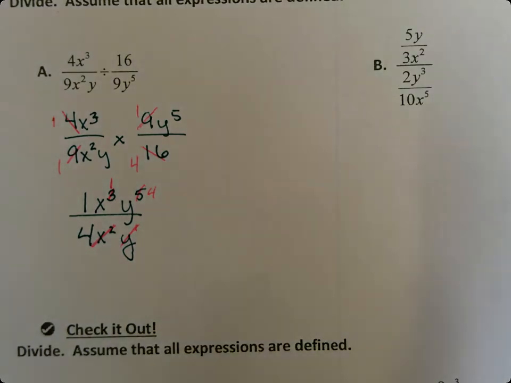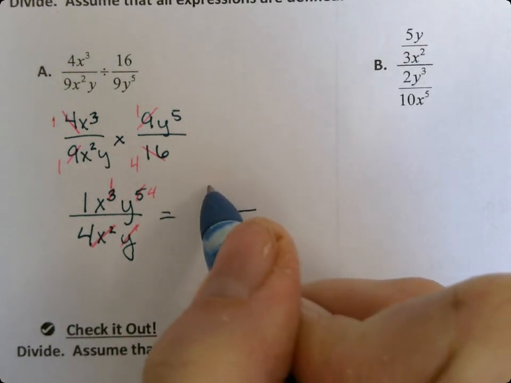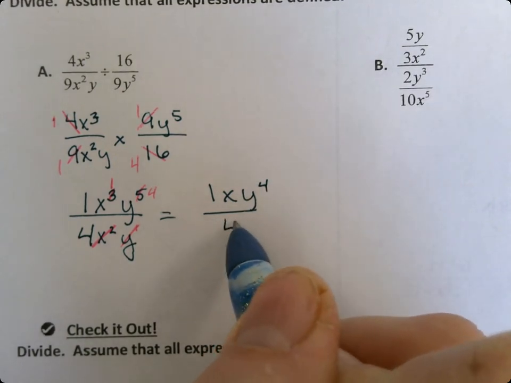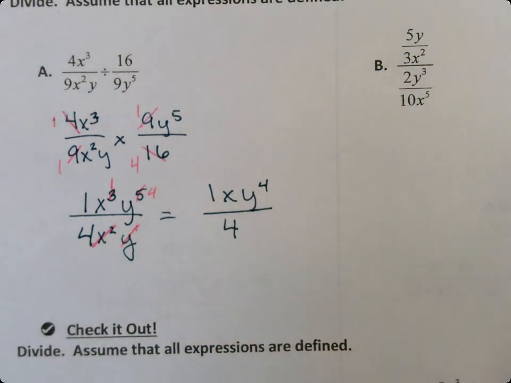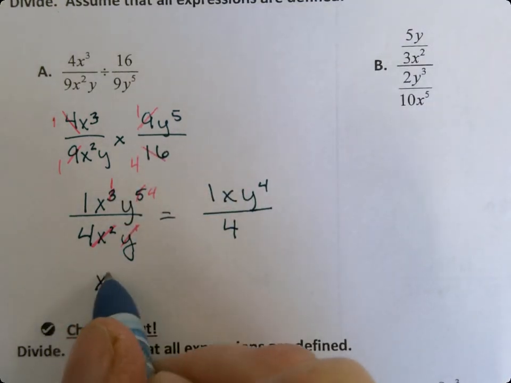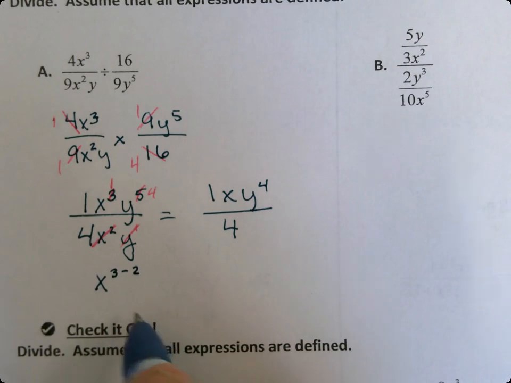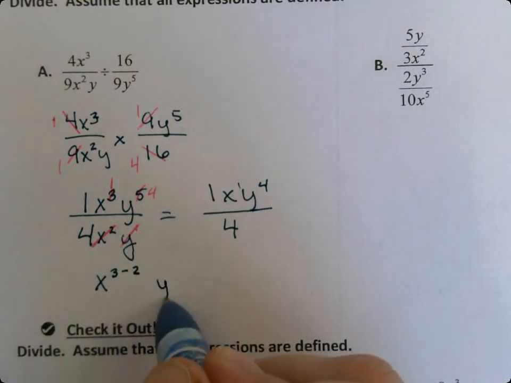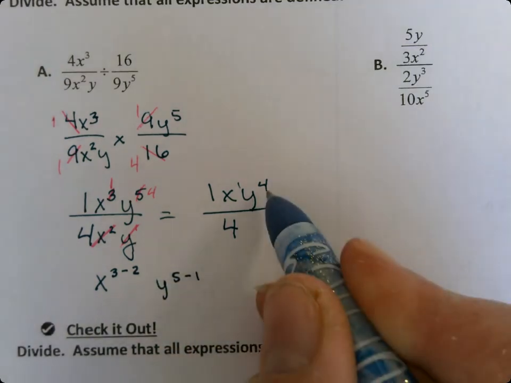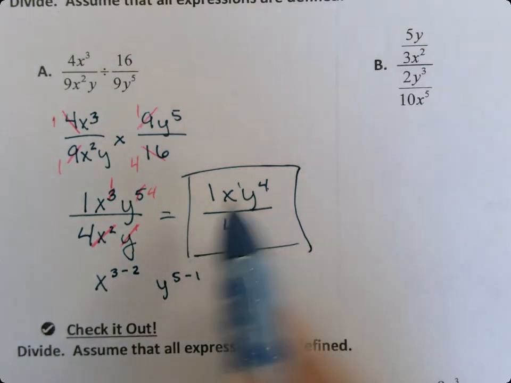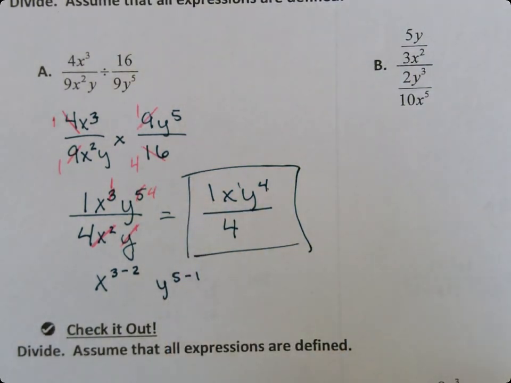So when you go to do this, keep your top as a 1x y to the fourth. And in the bottom, all you have left is a 4. Now, the rule with division is when you're dividing, you take the power in the numerator and subtract the power in the denominator. That would give us our x to the first, and you would have y to the fifth minus 1, and that would be our y to the fourth. So final answer, I don't need the 1 out front, but I'm going to go ahead and keep it.